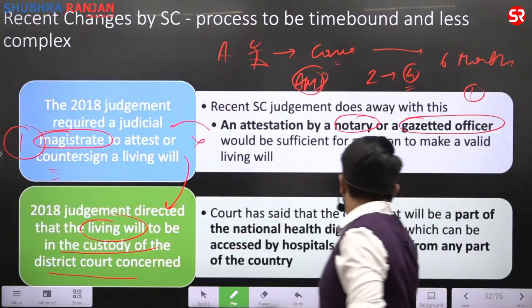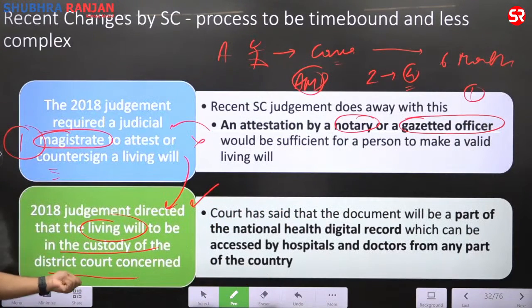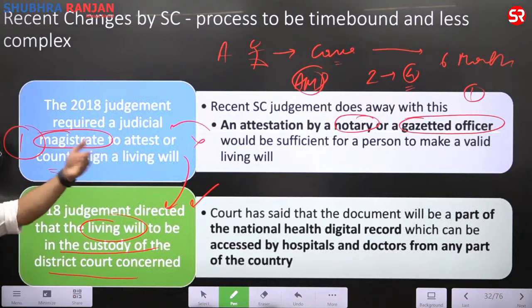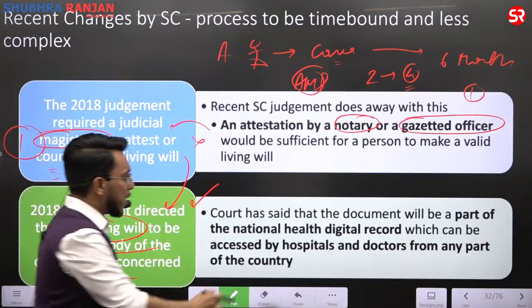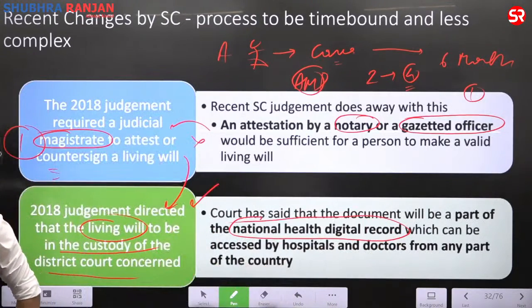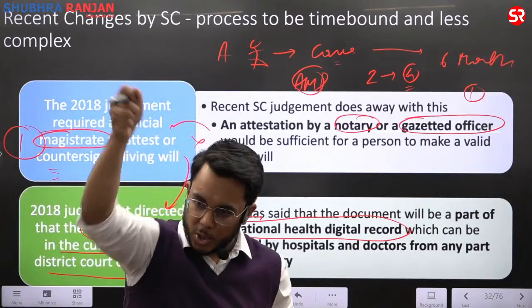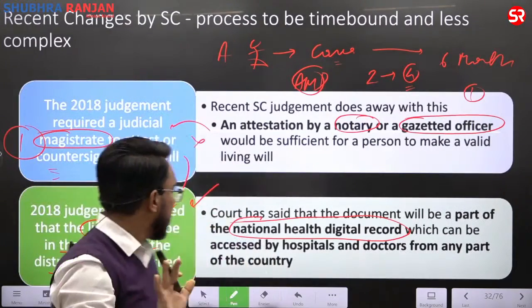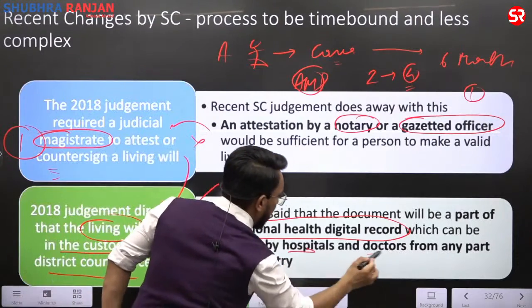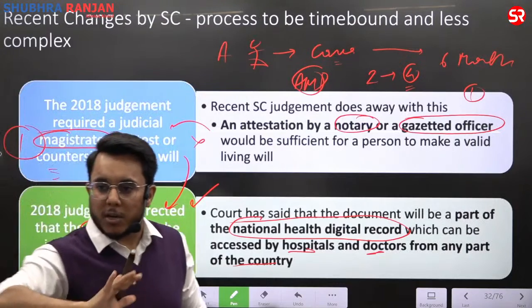Second thing that has been provided, that this document will not be in the custody of the district court, because retrieving that document is a tedious process. Rather, this document will be the part of a national health digital record, which is an online repository. And from this online repository, that living will can be retrieved by any hospital or doctor from any part of the country. Are you getting it or not? From any part of the country.